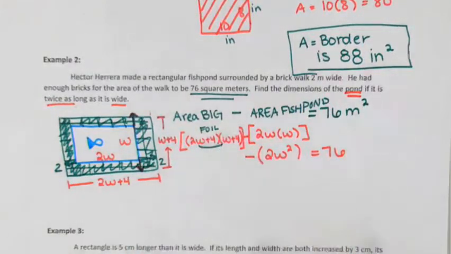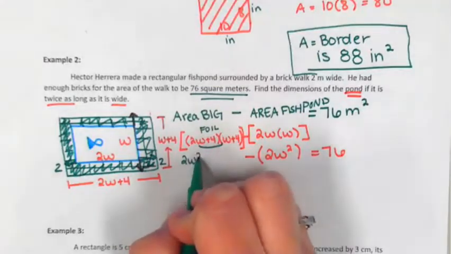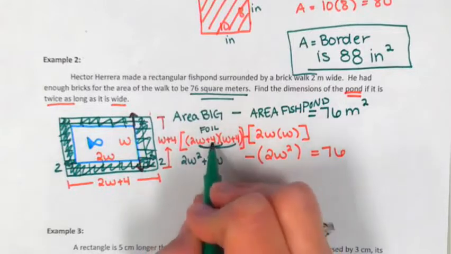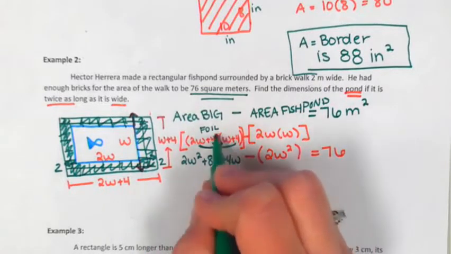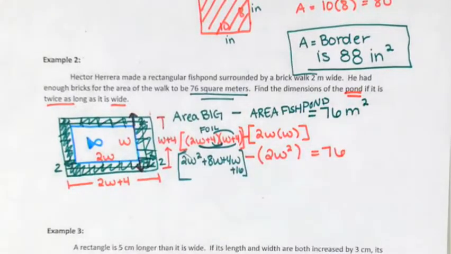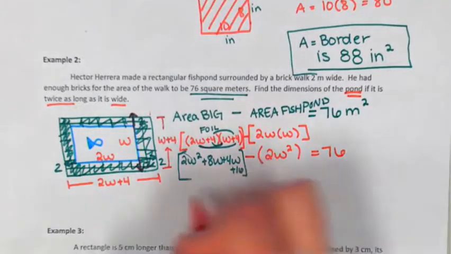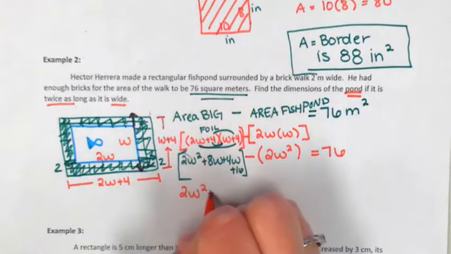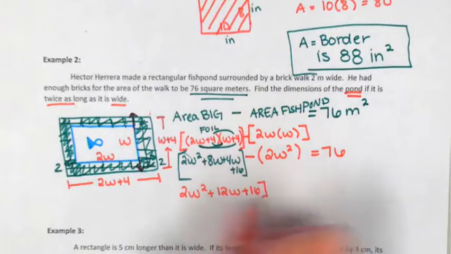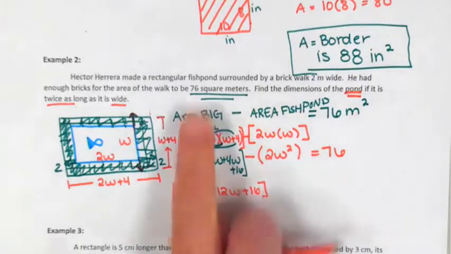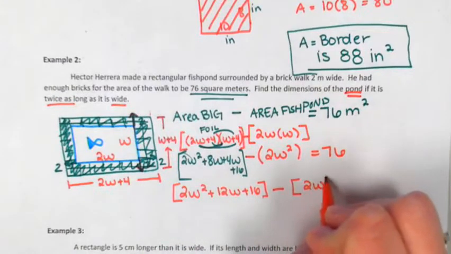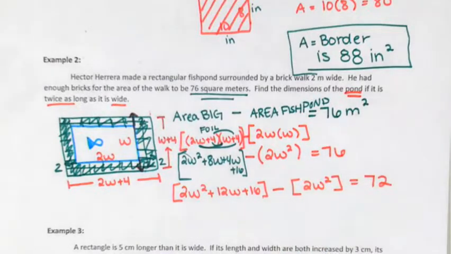What's 2W times W? What's 2W times 4? 8W. What's 4 times W? And what's 4 times 4? 16. Okay. Now, can we combine like terms there? Yes. So we're going to have 2W squared plus, what's 8W plus 4W? Plus 16. And I'm going to keep that in parentheses because that's the area of my big, right? Minus, what's the area of my small? 2W squared equals 76. Now, can we solve for W?